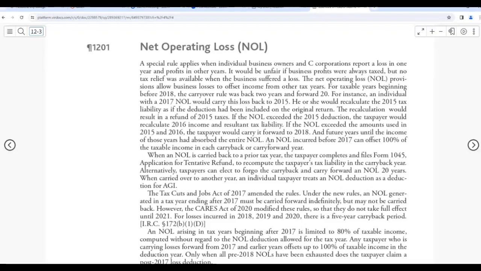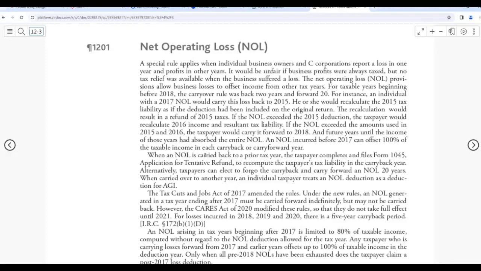One more thing. A net operating loss incurred before 2017 can offset 100% of the taxable income in each carryback or carry forward year. So you can offset all of your income up to 100% using your net operating loss in any of those years. But that's just before 2017.